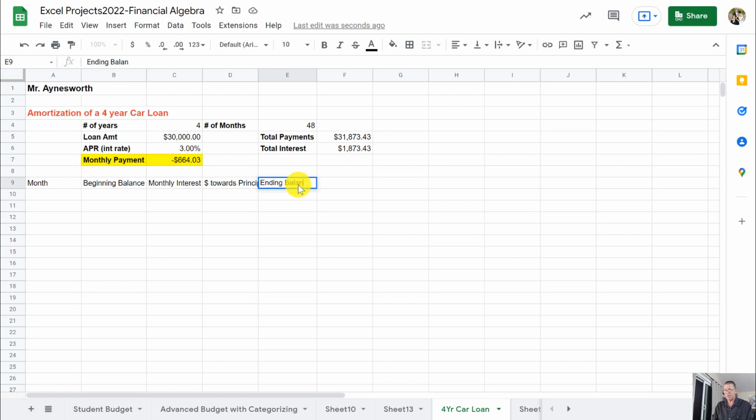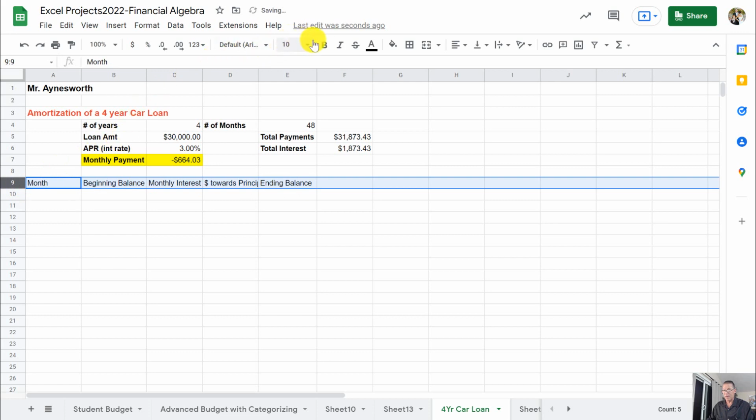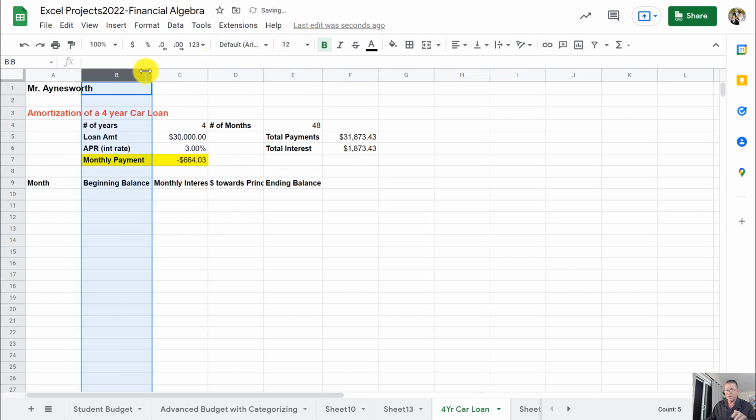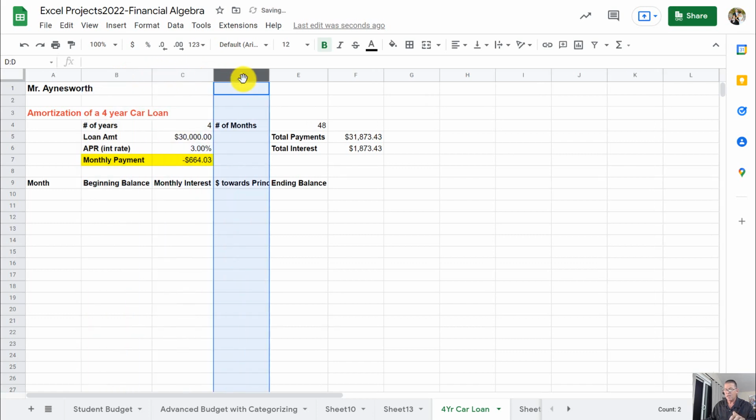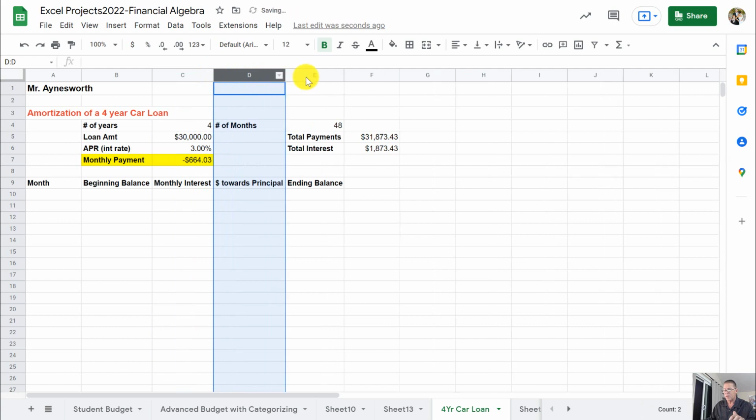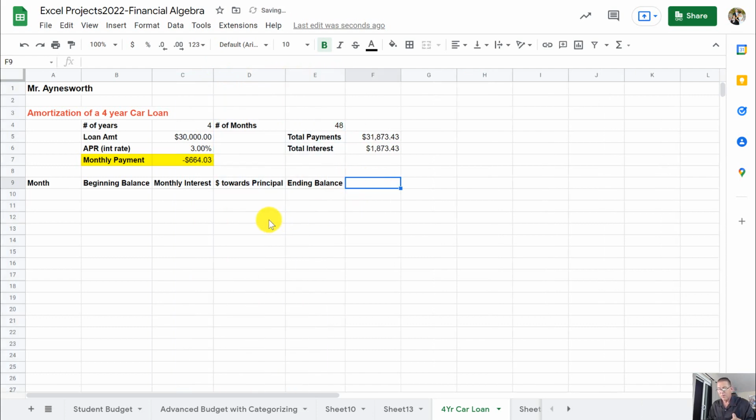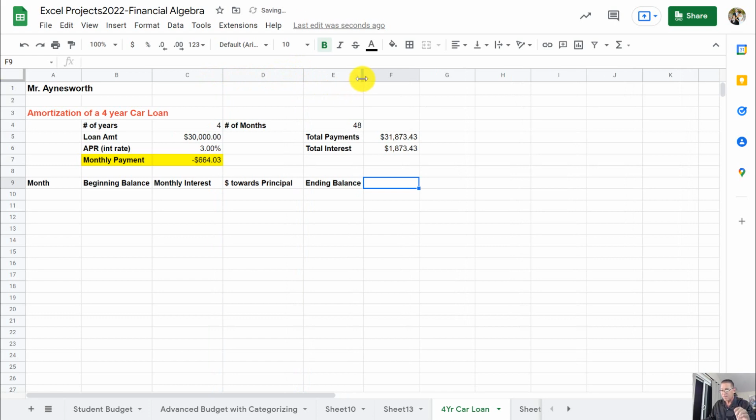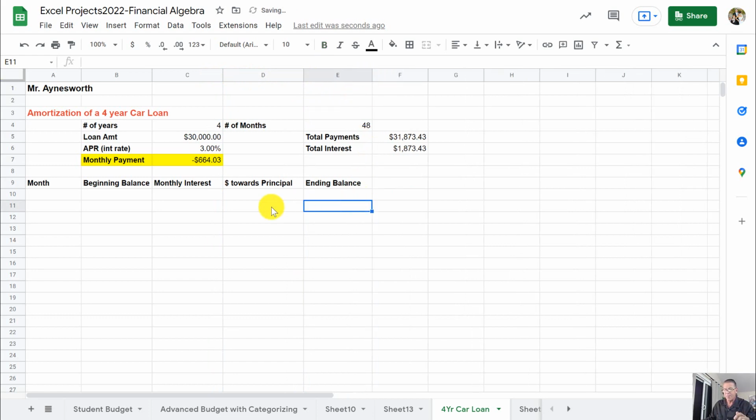Ending balance. Okay. Now I want to make those bold, and then I'm going to adjust the column width because these columns are not wide enough. So highlight the column, double click in between, and it will adjust the column width automatically, which is kind of cool. Okay, so now we have our title set. I'm just adjusting a little bit more here.